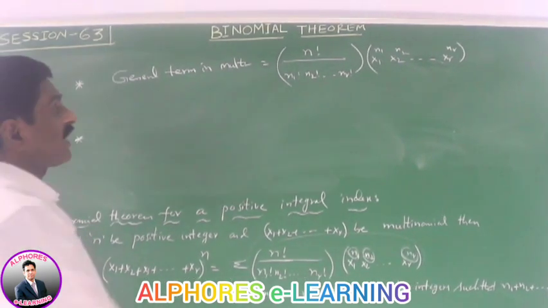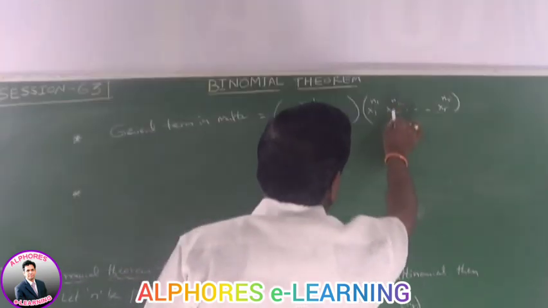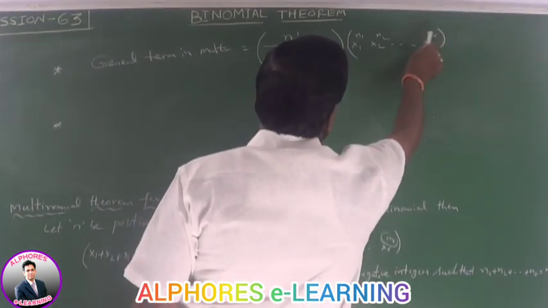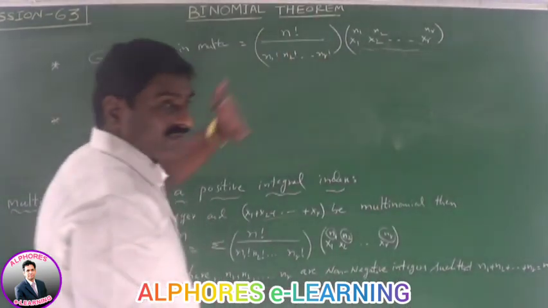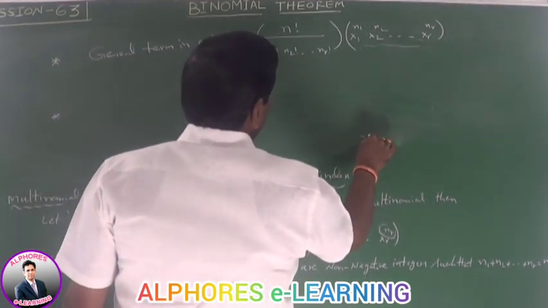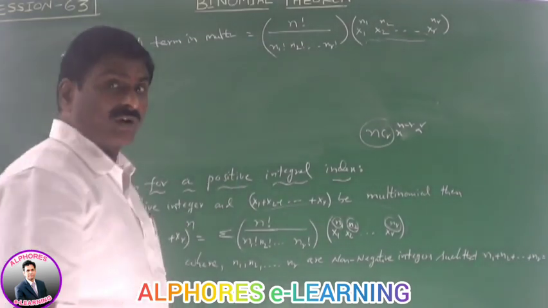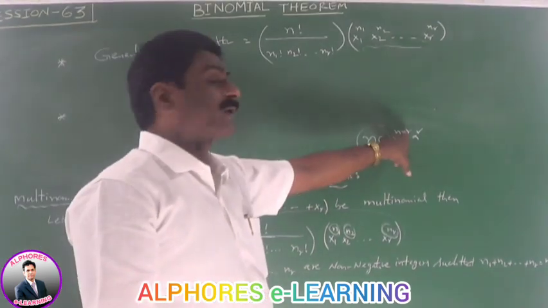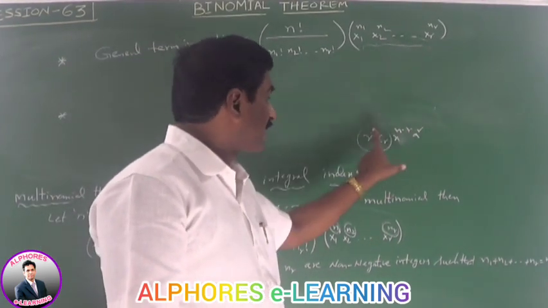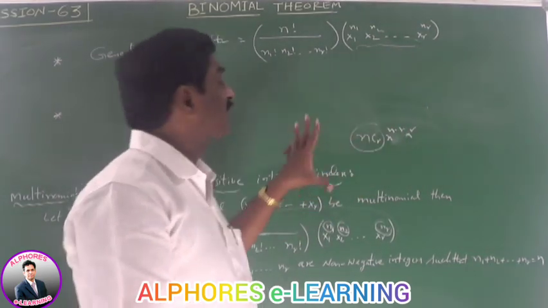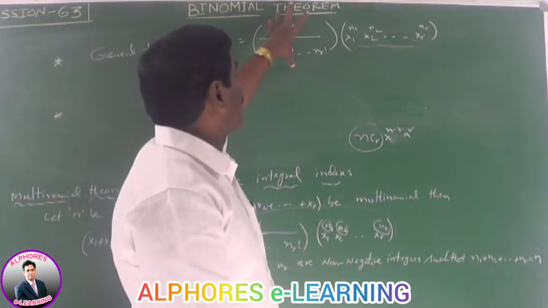What is the coefficient of this value, x1 power n1, x2 power n2, x suffix r whole power n suffix r? This coefficient is nothing but this value. Suppose, please observe this value, NCR into x power n minus r into a power r. What is the binomial coefficient? NCR. What is the coefficient of x power n minus r? The coefficient of x power n minus r is equal to NCR into a power r. In the same way, the coefficient of this value is nothing but this value.